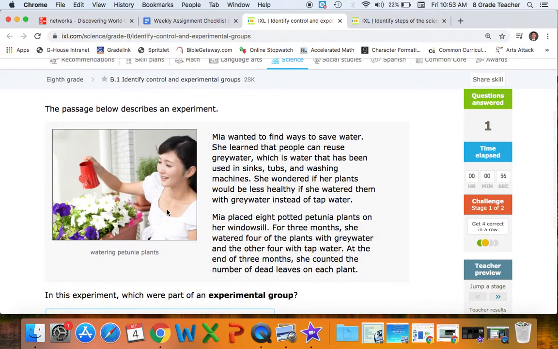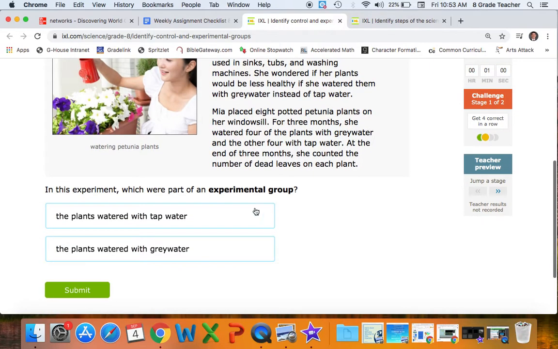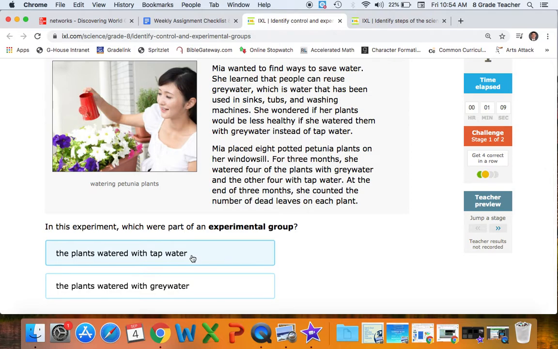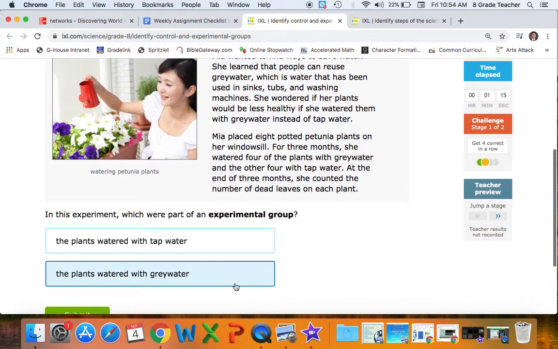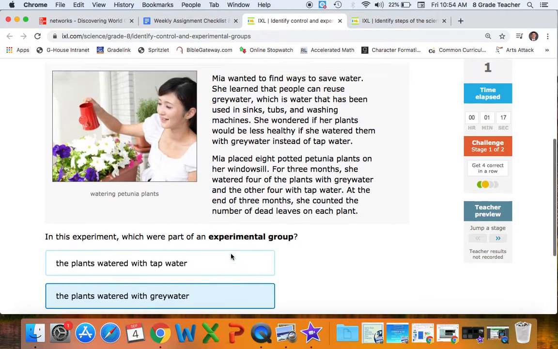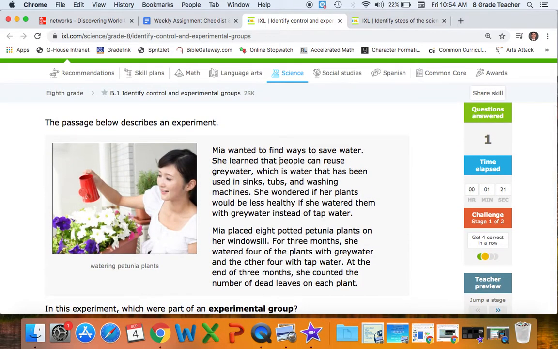Now here again you have a passage describing an experiment, and it's asking you in the question, in this experiment, which is the experimental group. Again, our experimental group is the part that is changing. So take a look at the 2 scenarios, what is being kept the same and what is being changed, and then you're going to make your designation. I didn't read this yet, so I'm not going to answer. Read through it and then provide your answer and submit. Keep going until you've got that level of mastery.